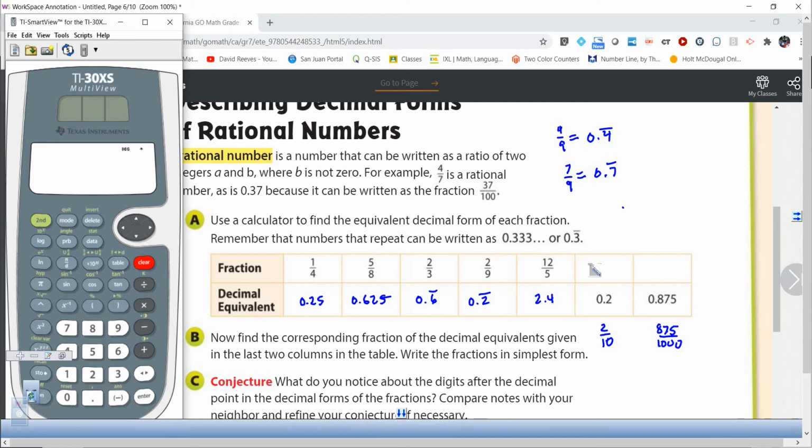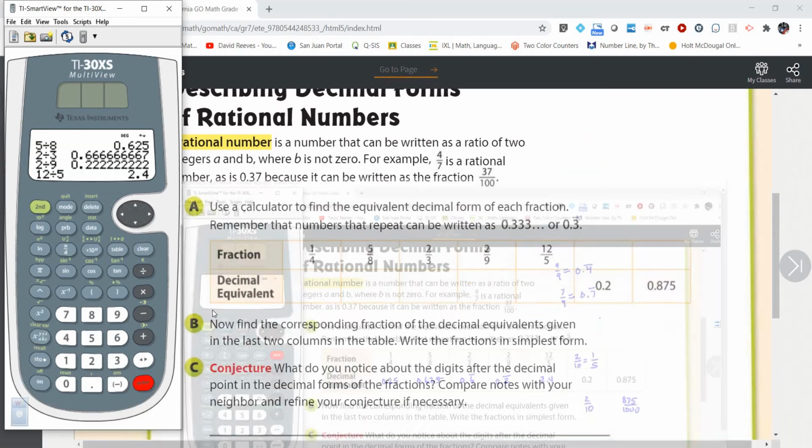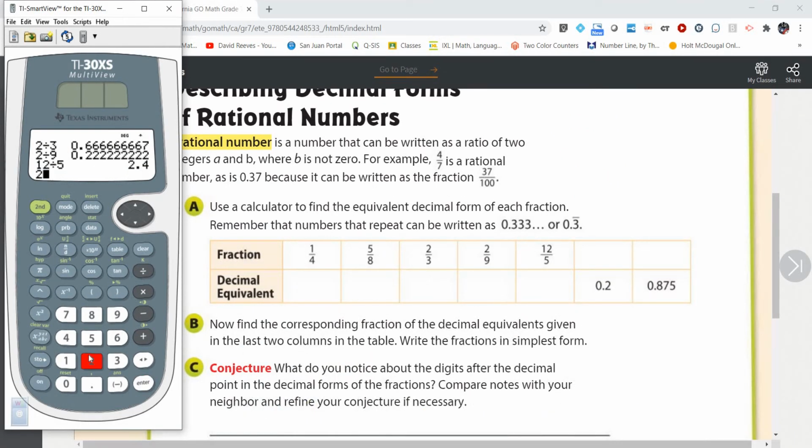What number do we know that goes into 2 and 10? What is the common factor? Well, the common factor is 2. 2 divided by 2 is 1, and 10 divided by 2 is 5. So in fact, if we go back to our calculator, if we go 2 divided by 10, we get 0.2. And if we go 1 divided by 5, we also get 0.2.